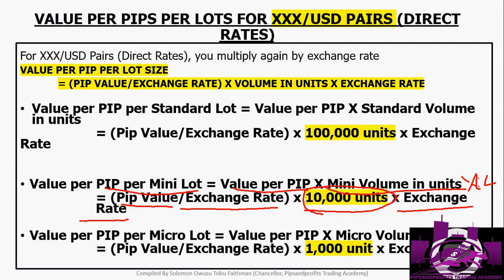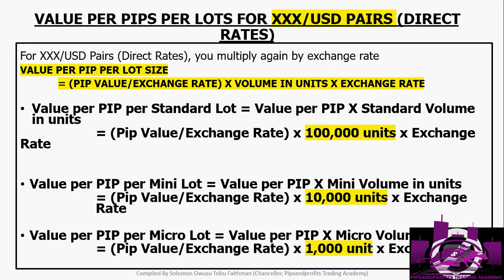The same applies to micro lot. So we have value per pip times micro volume in units. Because you are dealing with direct rate, you multiply again by your exchange rate. So in effect, this is what the formula is going to be. So that is that for you. A lot of information over here. Let's take the next slide and see what we have.